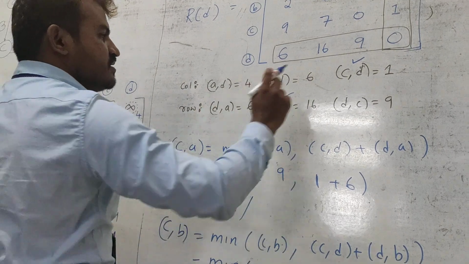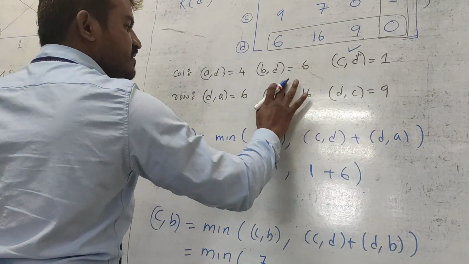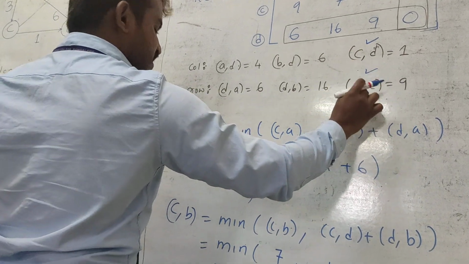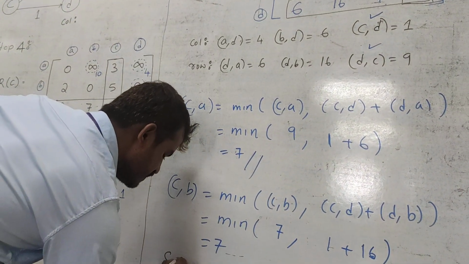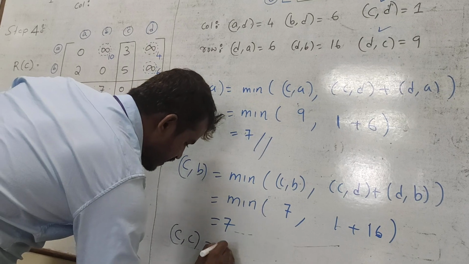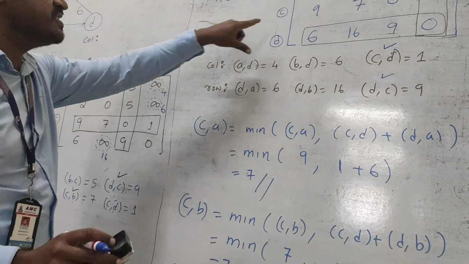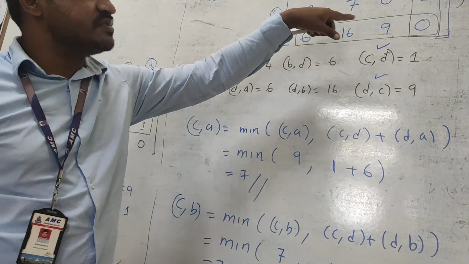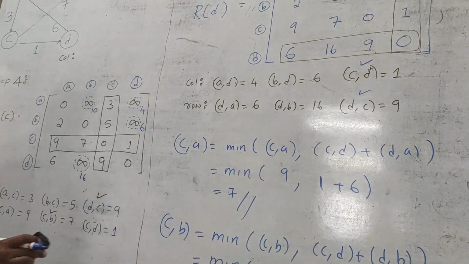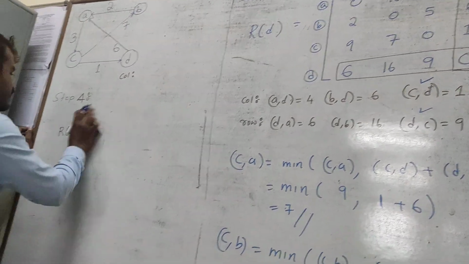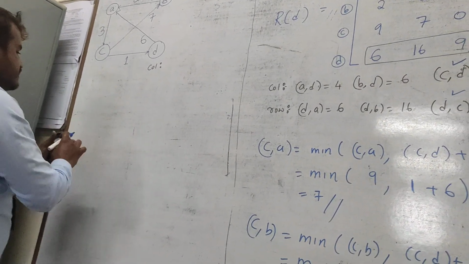Okay, next combination. C to D and D to C, consider C to C. No need for calculation, it is 0. The steps are finished. All rows and all columns are selected this way. Then you have to write the final conclusion.